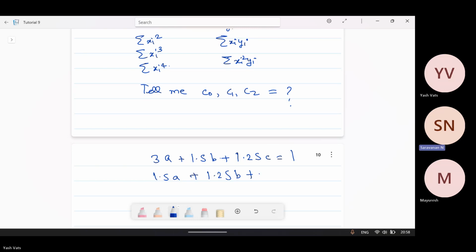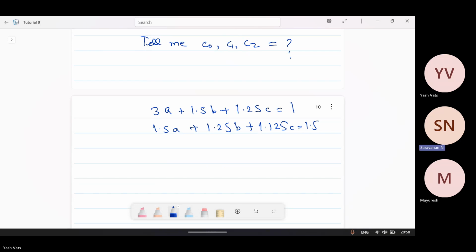Plus 1.125C equal to 1.5. Then the third one is 1.25A, then 1.125B, then 1.0625C equal to 1.25.